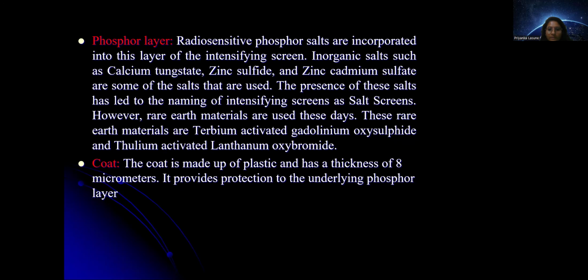The coat is made of plastic and has a thickness of 8 micron. It provides protection to the underlying phosphor layer. This is the composition of the intensifying screen: the base, phosphor layer, film. Once the X-ray photons interact with these phosphor layers, they emit visible light, and that is how the X-ray film is exposed. And this is the cassette. On both sides of the cassette, there is the intensifying screen, and it is closely attached to the X-ray film.